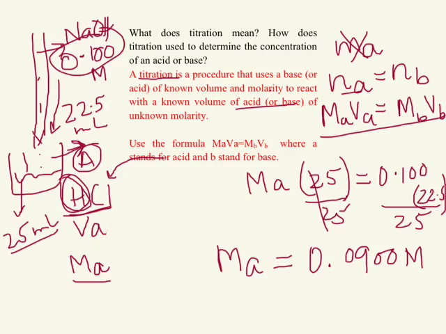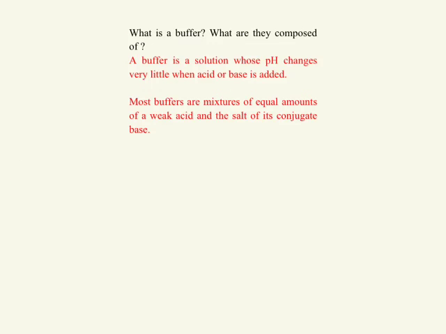Now the next concept is a buffer. A buffer is a solution whose pH changes very little when acid or base is added. And how do we make buffers? By mixing equal amounts of an acid and a base. So now when you're mixing it, we make the buffer from weak acids and weak bases.